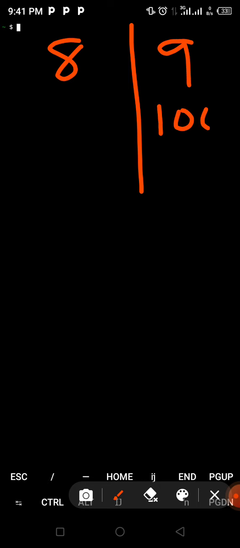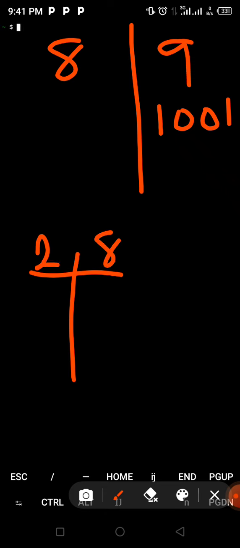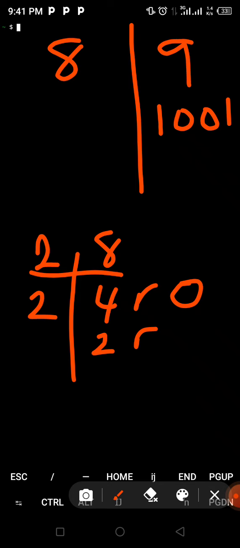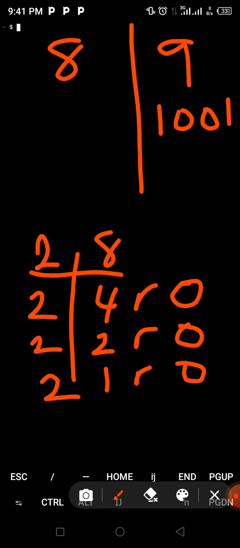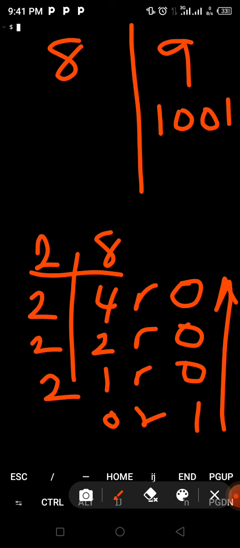So I want to do that for 8. That for 8 is going to be 2 into 8. 2 goes into 8. That is 4, remainder 0. 2 here, that is 2, remainder 0. 2, 1, remainder 0. 2 again, 0, remainder 1. So it goes up like this, and we have 1 0 0 0. So here is going to be 1 0 0 0. So you can see that. So that for 4.